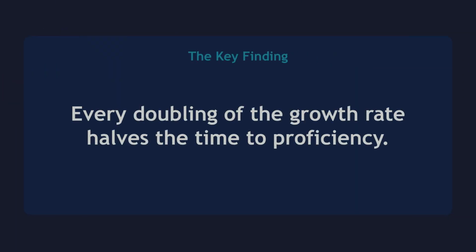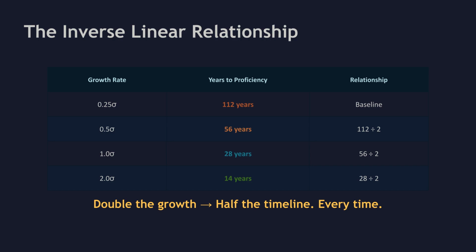The key finding from this modeling is the inverse linear relationship between growth rate and time to proficiency. Every doubling of the growth rate halves the time required to reach the proficiency target. The relationship is precise. This table demonstrates the inverse linear relationship. Doubling the growth rate from 0.25 sigma to 0.5 sigma halves the timeline from 112 years to 56 years. This pattern repeats, showing that doubling the growth consistently halves the timeline.